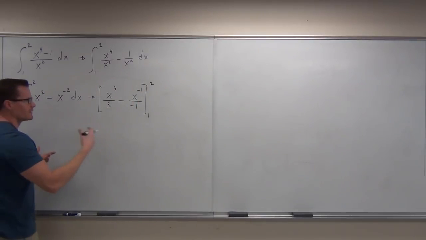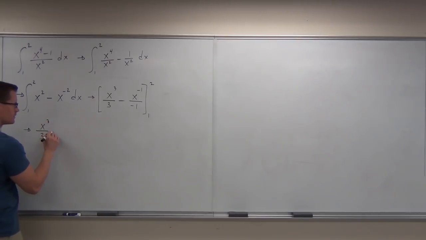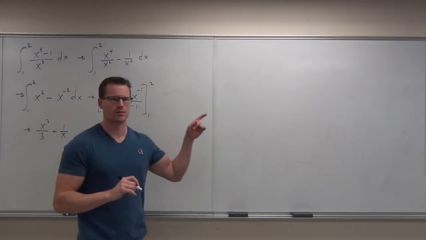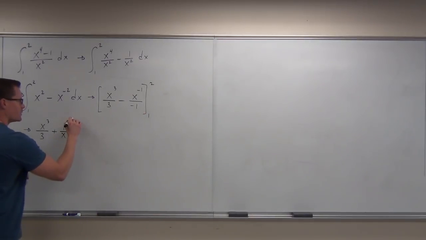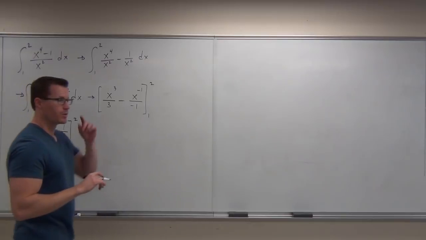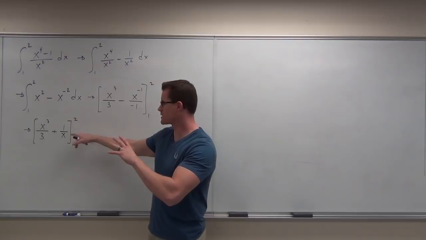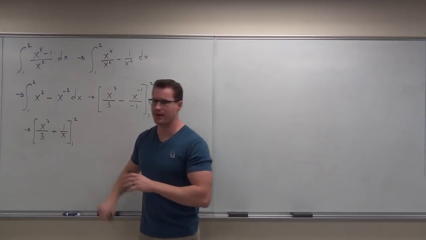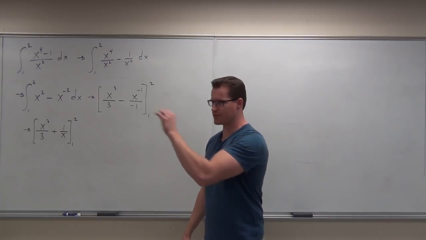Of course, we want to make it a little bit nicer looking before we do that. We'll do x to the third over 3 plus 1. Do you guys see where I'm getting the plus 1 over x from? Yeah, the negative. Good, cool. And then we would evaluate it. Go ahead and evaluate it. Remember that when you evaluate, we plug in this number first, we figure out what that answer is, and we subtract after we plug in that number. So plug in the 2, figure out what you get, subtract after you plug in 1.